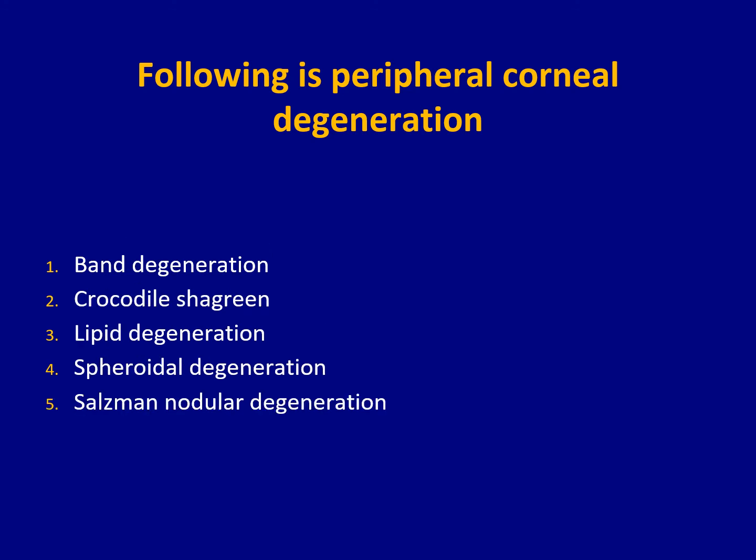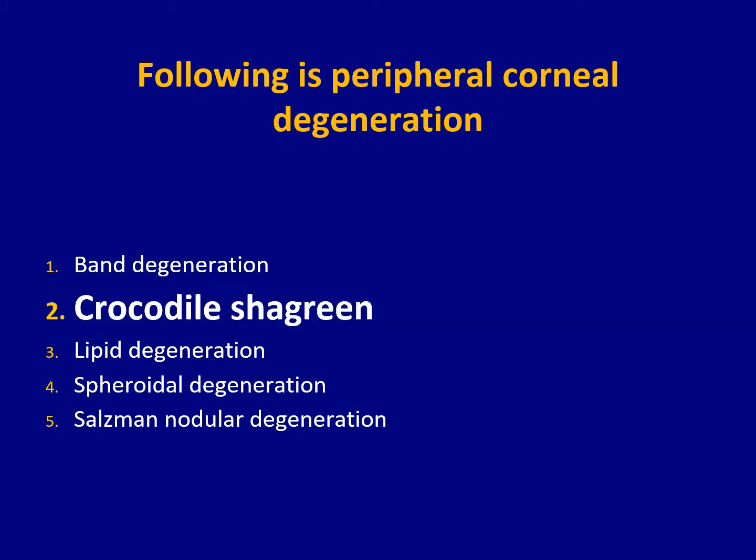Following is peripheral corneal degeneration. Similar names. The only one odd here is crocodile shagreen. The rest of them are all central corneal degeneration. So hopefully that's the right answer. Let's see. Crocodile shagreen is the right answer.